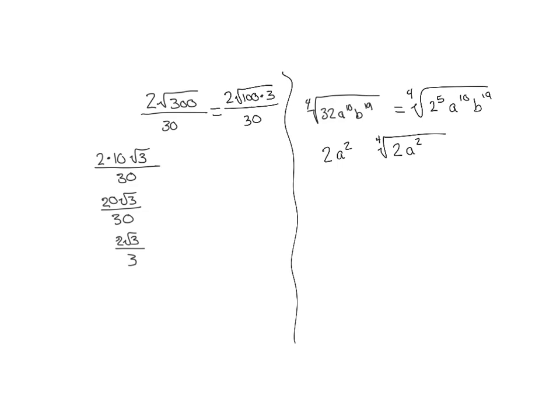And then b to the 19th. 19 divided by 4 is 4 with a remainder of 3. So b to the third goes inside of the radical. And that would be our answer.